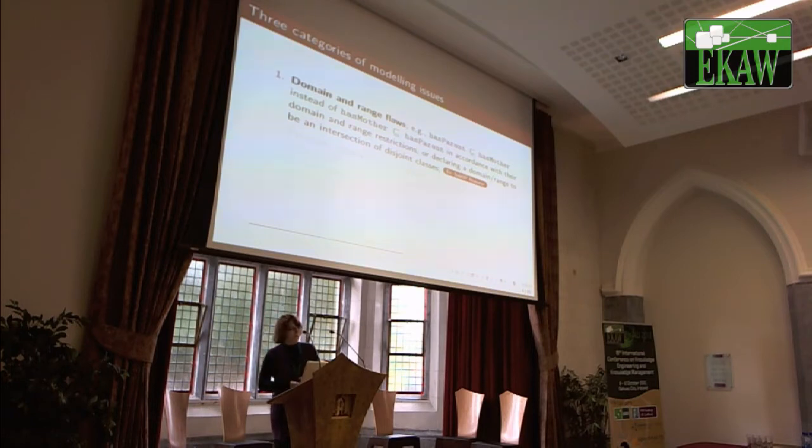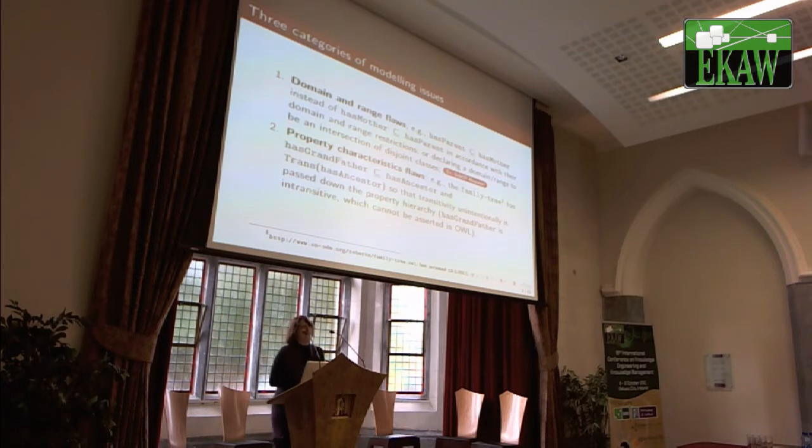more detail later on. For instance, the domain and range flaws. In this case, we would have a property hierarchy where has parent is a subproperty of has mother. Obviously, the domain and range of has parent is more generic, because it's only between animals or between humans, versus has mother. And if you flip them around, you actually have an error in the representation of your object property hierarchy. Or for instance, with the domain and range restrictions, the domain or the range is declared to be an intersection of disjoint classes. And then you actually end up with an inconsistent property.